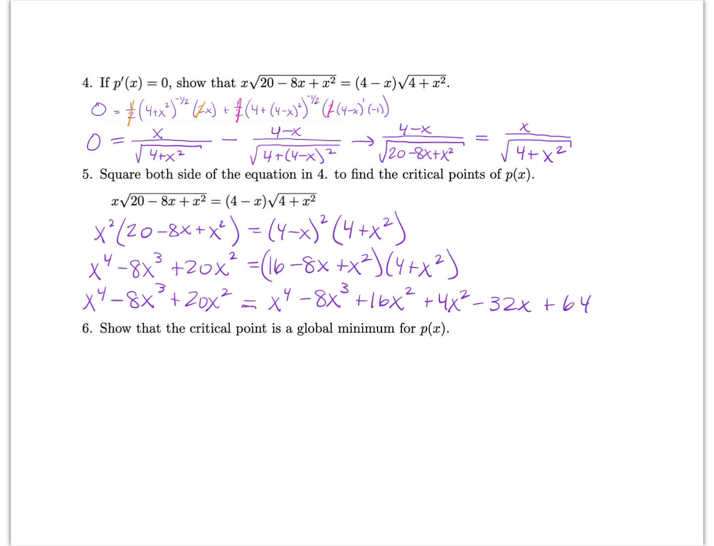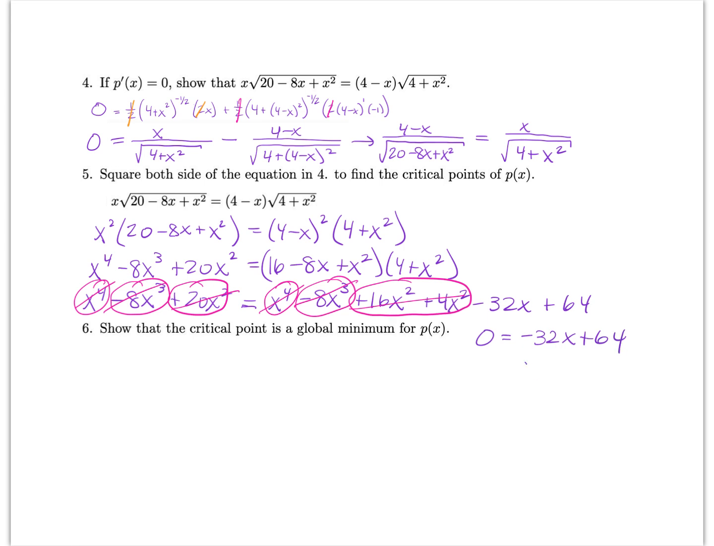And now I have some terms that are alike on the left and the right that are going to cancel. Okay, so I've got an x to the fourth and an x to the fourth. If I subtract that from both sides, those are just going to go away. And then I have negative 8x cubed, negative 8x cubed. Add that to both sides and those cancel. And then I have a 20x squared and a 20x squared on the right and the left. So subtract 20x squared from both sides and those go away. And all I'm left with is 0 equals negative 32x plus 64. So x equals 2.